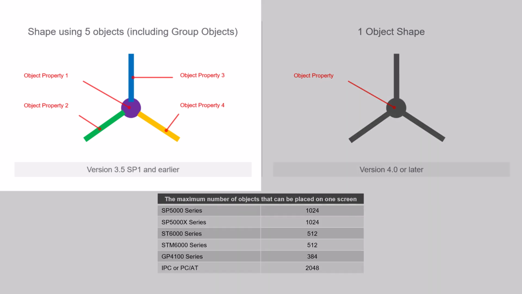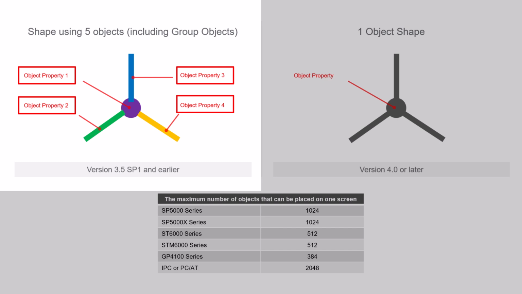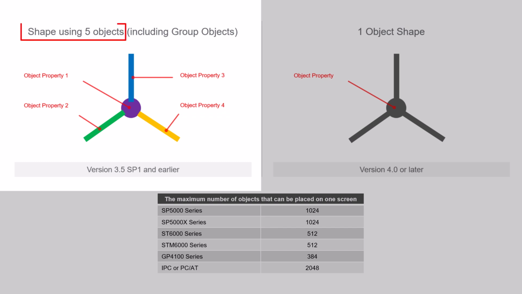In previous versions, the only way to combine multiple objects was by grouping them. When grouping, the properties of each object are independent. For example, if you wanted to change the color of this windmill icon, you had to change the color properties of 4 objects. Also, as the shape becomes more complex, the number of objects increases, consuming the limit on the number of objects that can be placed on one screen.